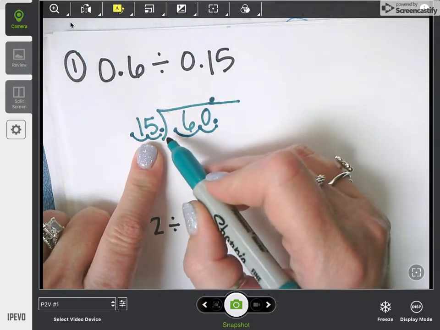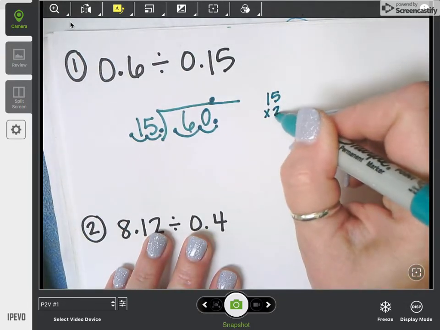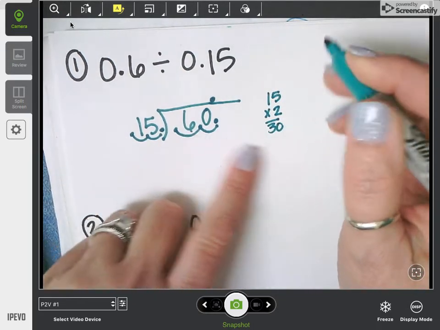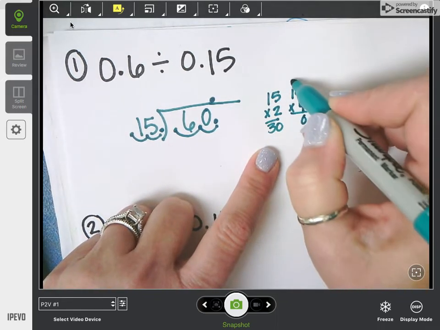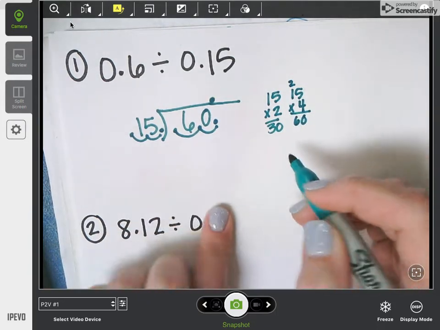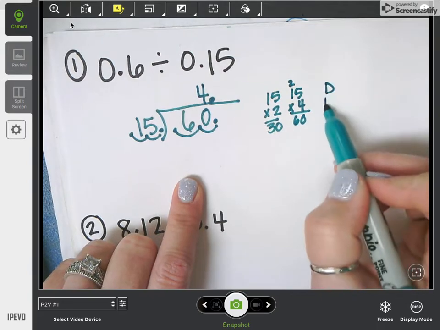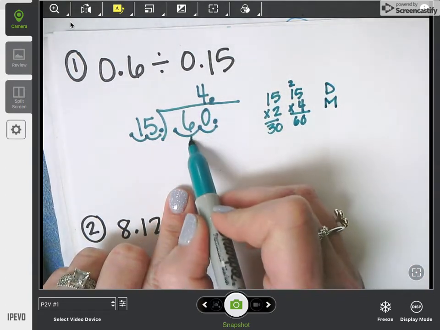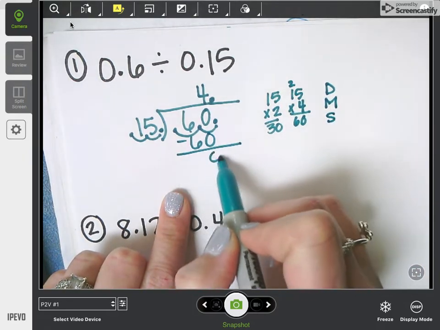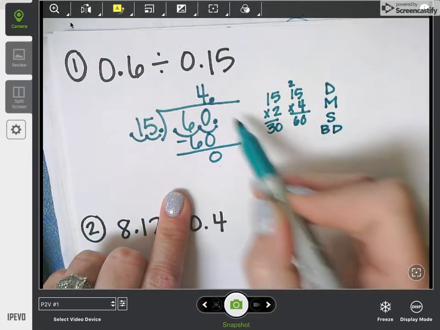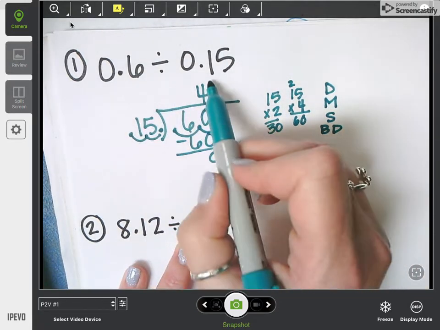So how many times can 15 go into 60? Well, I know that 15 times 2 is 30. And 60 is twice that, so I think 15 times 4 should give me 60, and it does. So I'm going to put my 4 here. I just divided. Now I need to multiply. 4 times 15 is 60. Let's subtract. 60 minus 60 is 0, and there's nothing left to bring down. So I'm finished. The answer to 6/10 divided by 15/100 is 4.